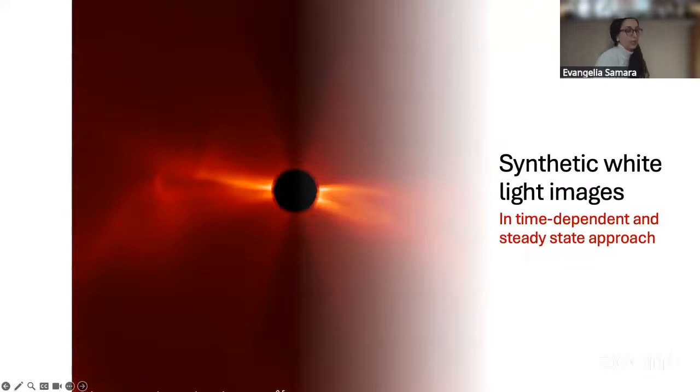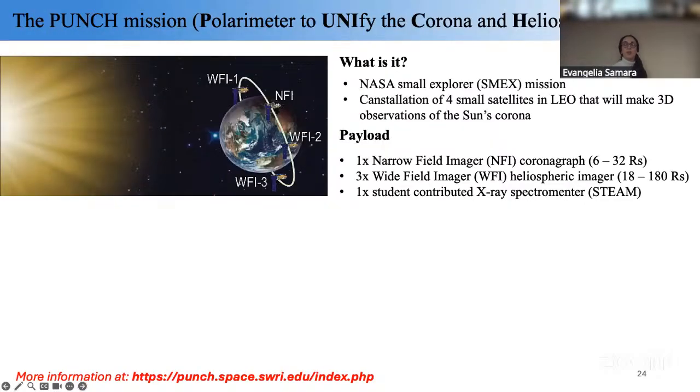The last part is dedicated to the preliminary results that I mentioned, about a number of synthetic white light images that we recently created. Everything started because of the very interesting launch of the PUNCH mission, which hopefully is going to take place next month. PUNCH is a new mission. The acronym means Polarimeter to Unify the Corona and the Heliosphere. You see, in an artistic/scientific way, how the PUNCH mission is going to look.